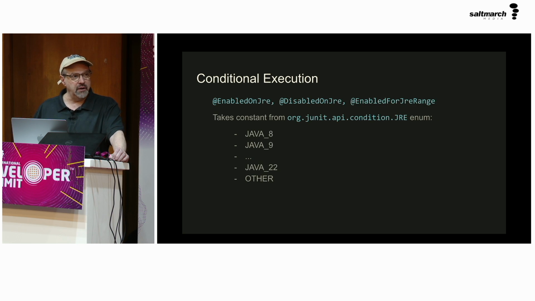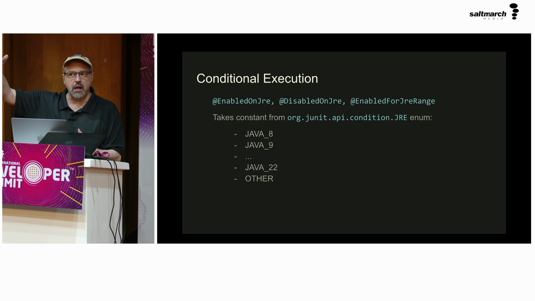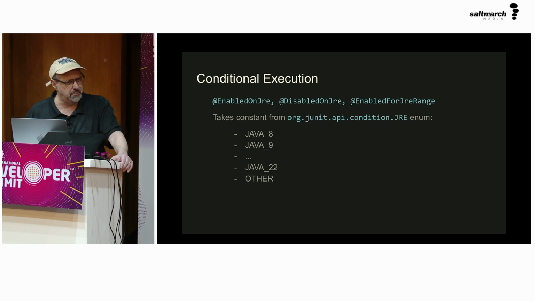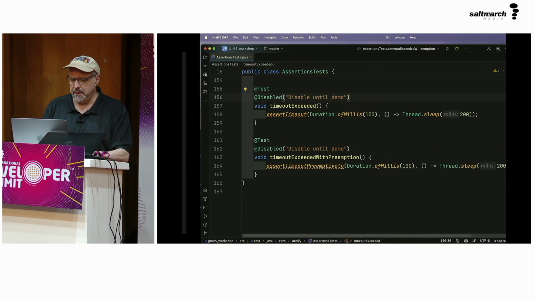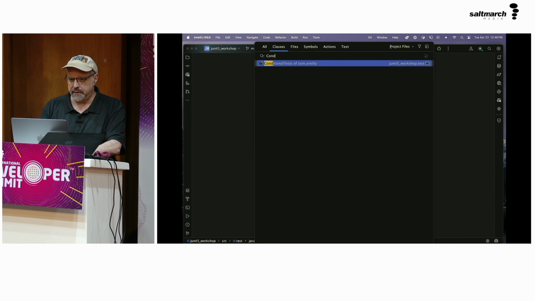On the JREs, they have JRE 8, Java 8, and nothing lower than that because JUnit 5 requires Java 8 or above. So you can't even try on Java below that. I believe they have 22 now, and they'll try to keep up with whatever's available in Java. And then other, which I have no idea what other would even be in that case. Now, let me bring up my example here. So this is conditional tests.